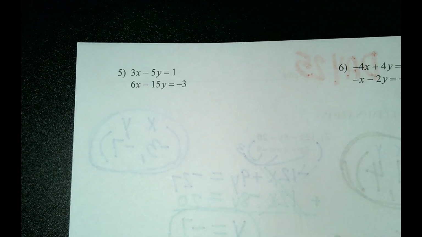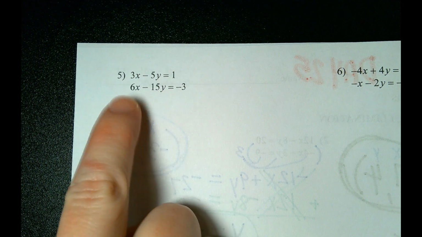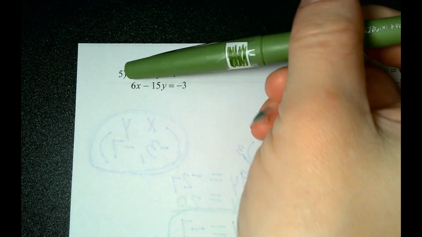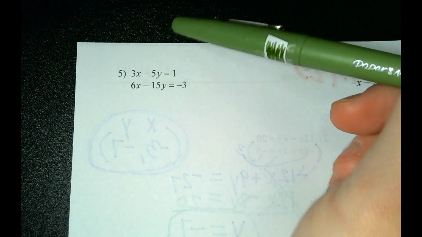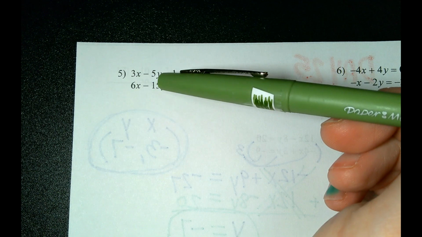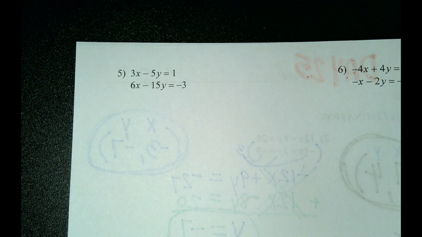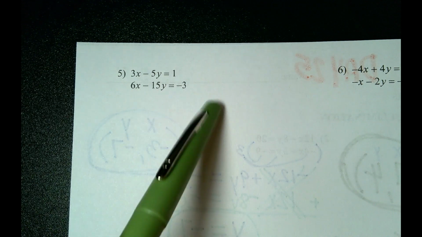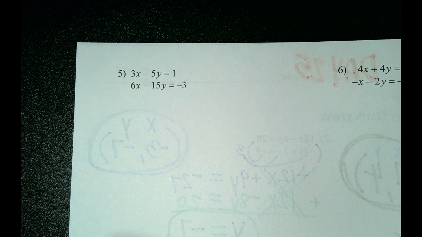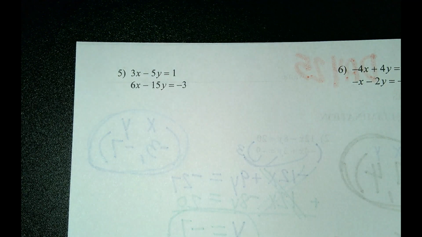Now, for number 5, we could absolutely eliminate the x's first or the y's first. They both have pretty easy numbers to match up. I've got 3x and 6x. I know 3 times 2 is 6. I've got negative 5y and negative 15y. Well, 3 times 5 is 15. So I could do either one, but there is an extra thing that we're going to have to keep in mind here whenever we multiply one of our equations. First, let's decide, are we going to try to eliminate the x's or the y's? Either one will work.